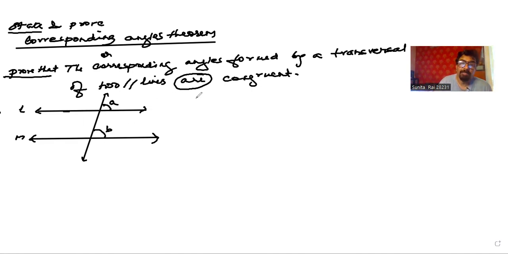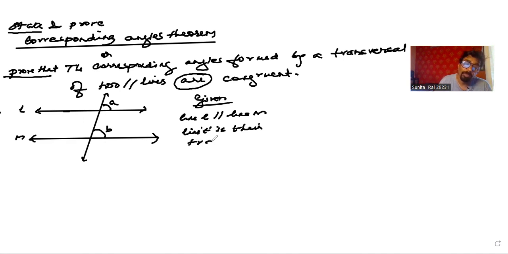So what is given, children? Look, corresponding angles formed by a transversal of two parallel lines, that means two parallel lines are given, line L parallel to line M, and line T is their transversal, and what you want to prove, after 'are', is that they are congruent.